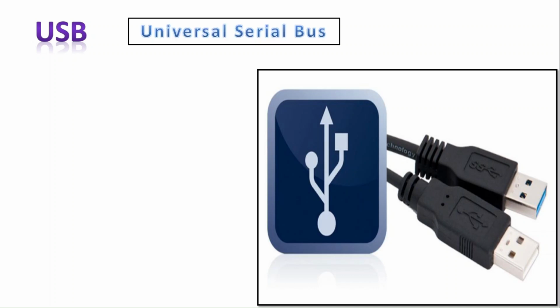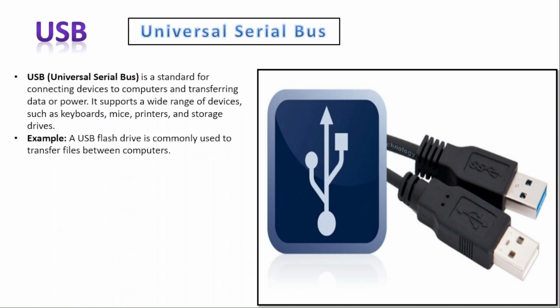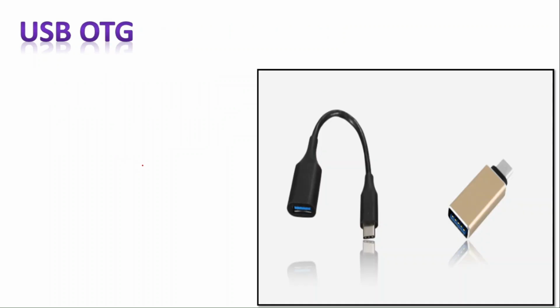USB, Universal Serial Bus. USB, Universal Serial Bus, is a standard for connecting devices to computers and transferring data or power. It supports a wide range of devices such as keyboards, mice, printers, and storage drives. Example, a USB flash drive is commonly used to transfer files between computers.